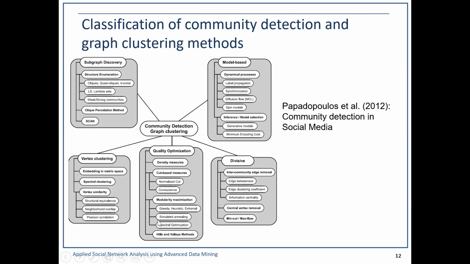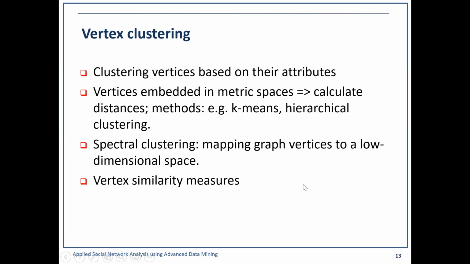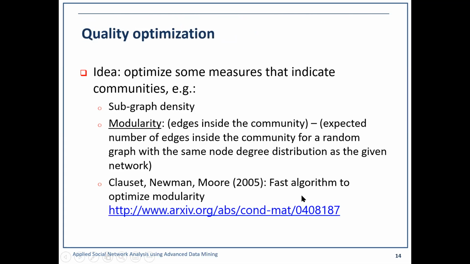First, that's quality optimization, and then divisive clustering. We will do edge removal. So that's one topic. We will see actually the second tool we're going to introduce today, edge removal. The first one is modularity maximization. But let's go step by step. We skip vertex clustering and we step into quality optimization.